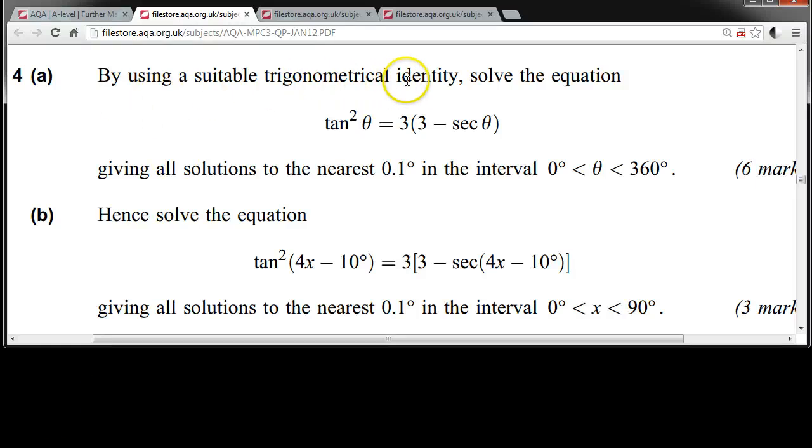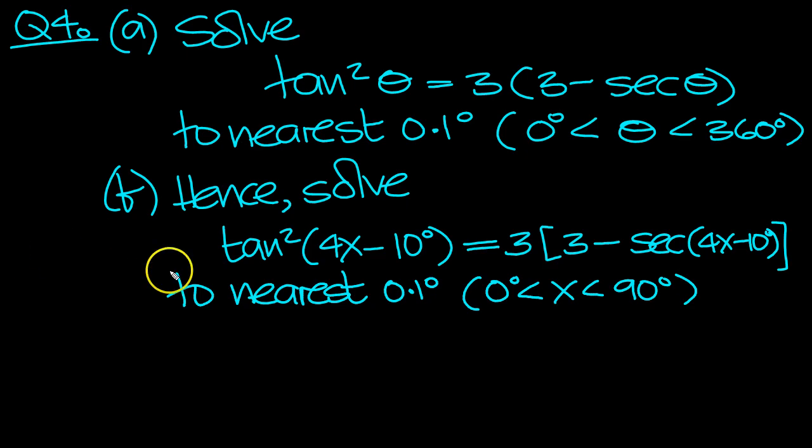By using a suitable trigonometrical identity, solve the equation here, giving all solutions to the nearest 0.1 degree in the interval of theta between 0 and 360. Hence, solve the equation here, giving all solutions to the nearest 0.1 degree in the interval x between 0 and 90 degrees. So here's the problem then, in summary form. So let's have a look at it. Now we know sine squared plus cos squared is 1, don't we?